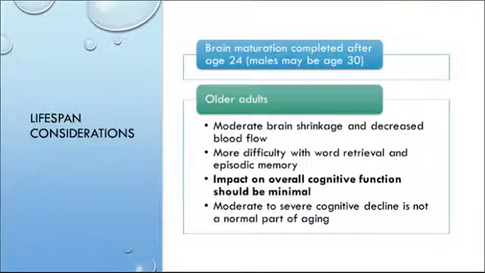Lifespan considerations. Brain matures approximately age 24, in males it may be up to age 30. Older adults, this is important. Older adults are on page 1728, cognition in older adults. I do have that specific section on your study guide. Moderate brain shrinkage and decreased blood flow, more difficulty with word retrieval and episodic memory. Impact on overall cognitive function should be minimal. Moderate to severe cognitive decline is not a normal part of aging. Moderate to severe.